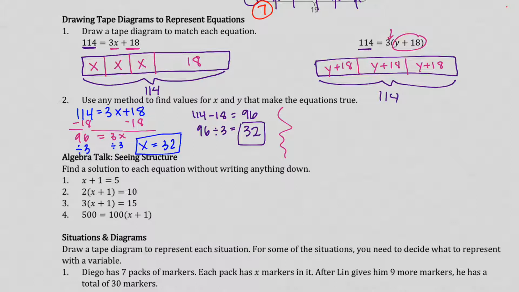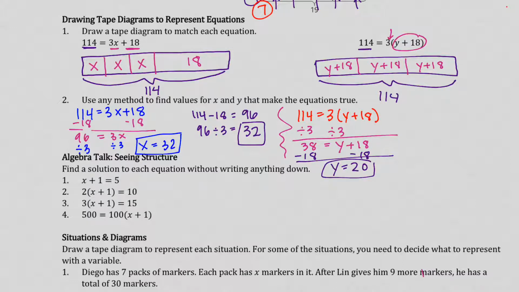So then if we do the other one, again, you can either solve the equation, so 114 equals 3 times y plus 18, or you could do mental math. So if you follow and solve the equation, first we want to divide by 3, so 114 divided by 3 is 38, and that leaves us with y plus 18, so then we just minus 18 from both sides, so then y equals 20.